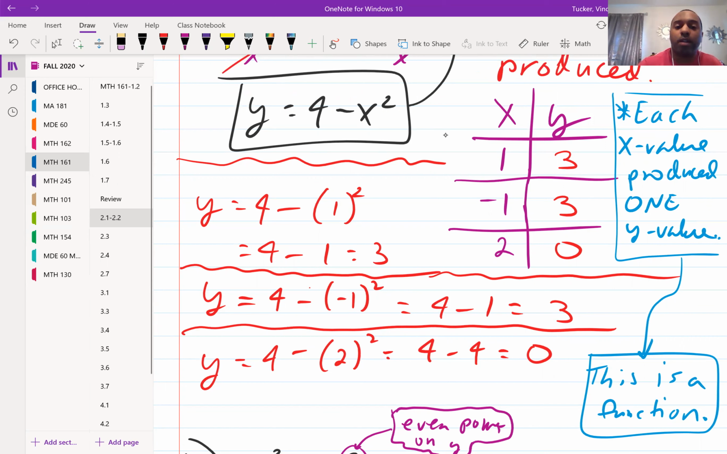Somebody else said something in chat. Yep, any number you want, because all you're trying to do is test your equation to see, are you going to get more than one y value? All right.